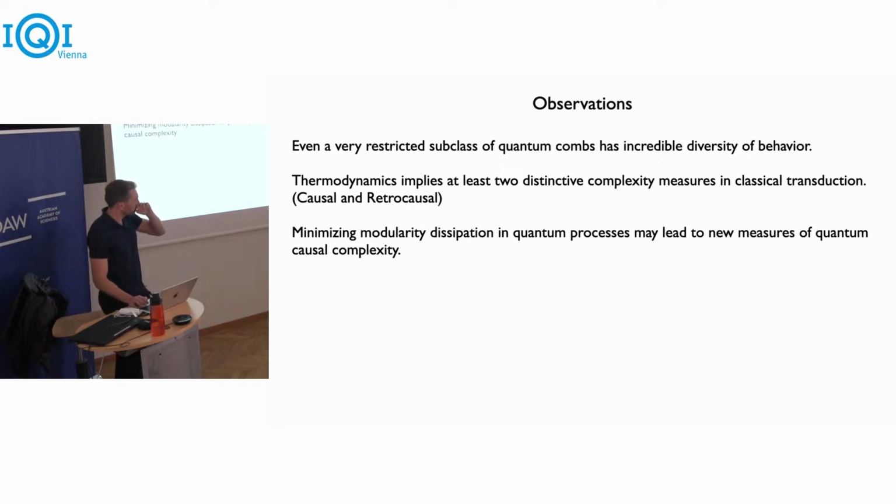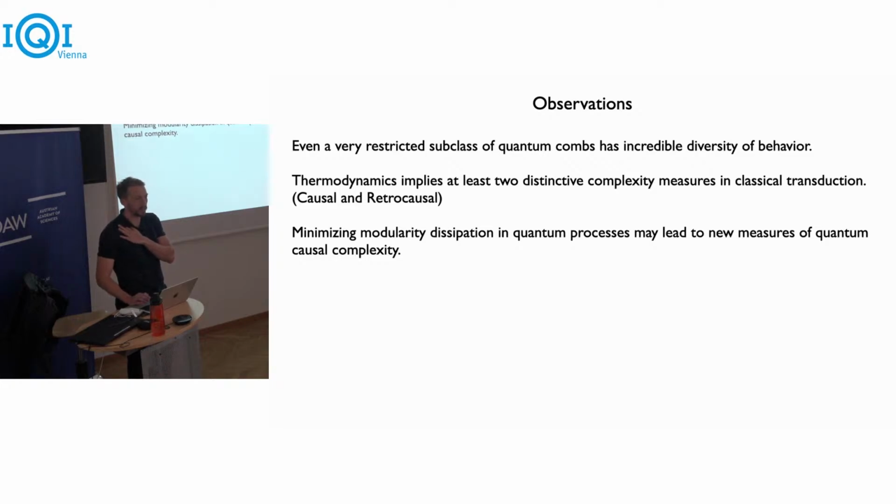So I suppose my observation in exploring this intersection is that even a very restricted subclass of quantum combs has incredible diversity of behavior, because this picture I showed you was a subclass of a quantum comb that was even more general than transducers. And transducers, to me, are a very powerful object. They're Turing complete, in fact, if given enough memory states. So it seems like the quantum combs, or the process tensors, have a lot that you can do with them.